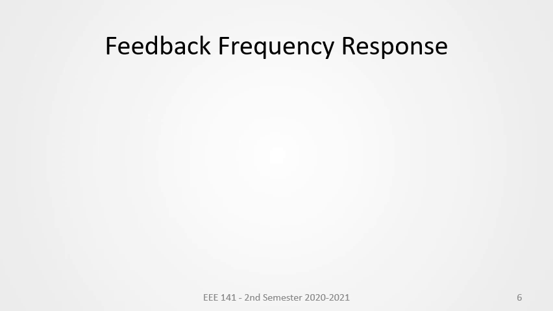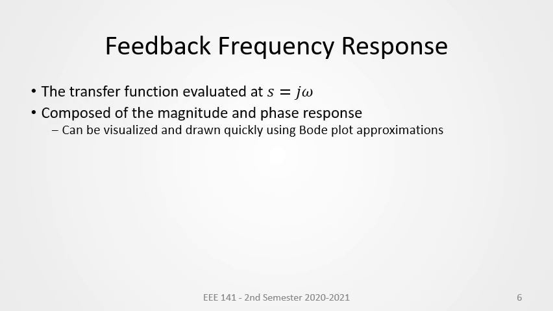To help us characterize the system, we make use of the frequency response, which is simply the transfer function evaluated at s equal to j times omega. The frequency response also describes the output of a system when fed with a sustained sinusoidal input with a fixed frequency. The frequency response of a system has two components, the magnitude response and the phase response, which can be visualized and drawn quickly using Bode plot approximations.